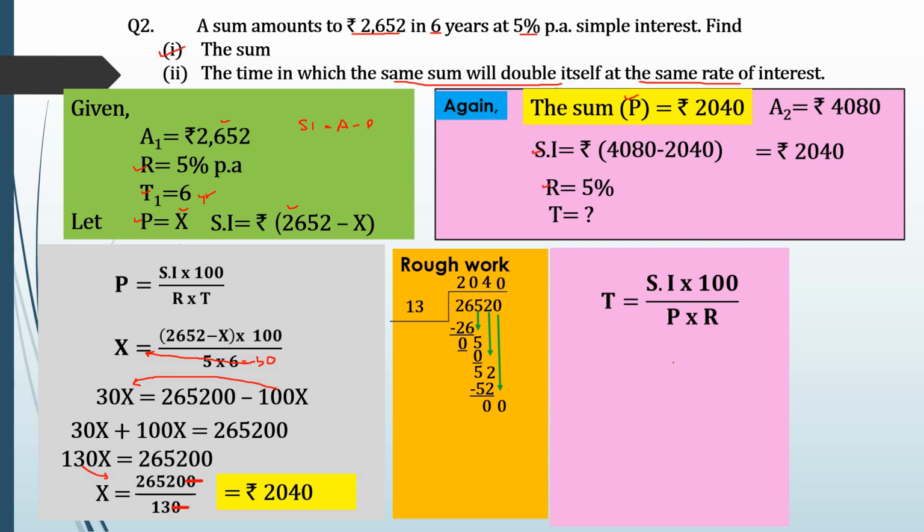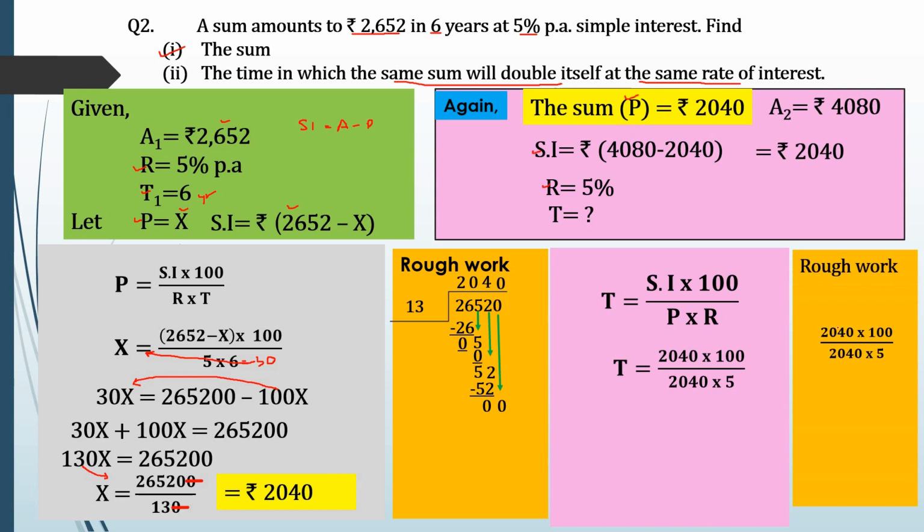So now let us substitute the values. T is equal to SI is 2040 into 100 divided by principal 2040 into rate 5. Okay, let's solve this in our rough work. So 2040 and 2040, they cancel each other. Now 100 divided by 5. So 5 ones are 5, 5 twenties are 100. Therefore, the time is 20 years.